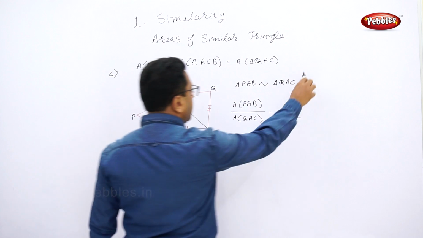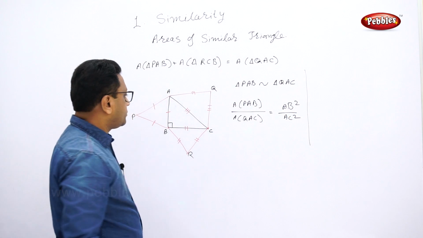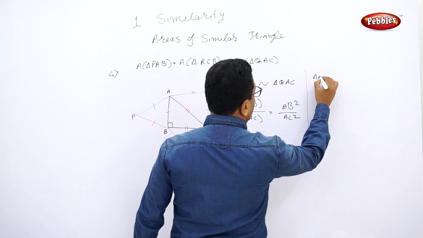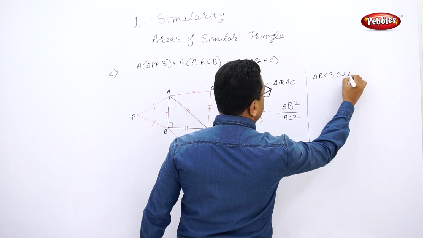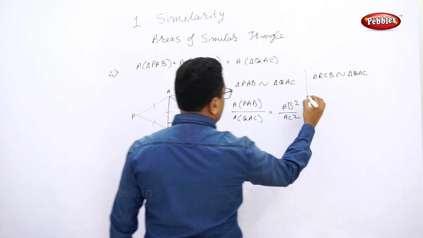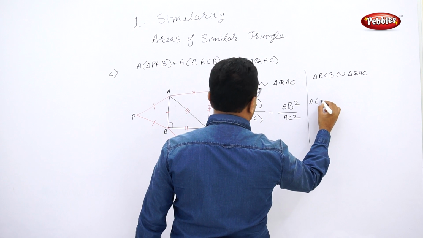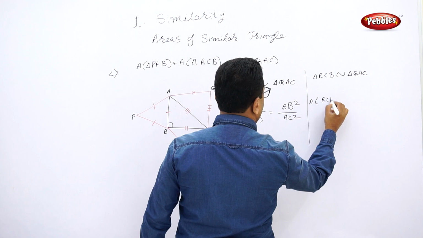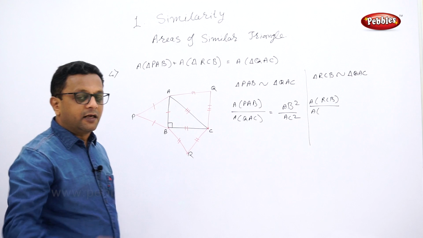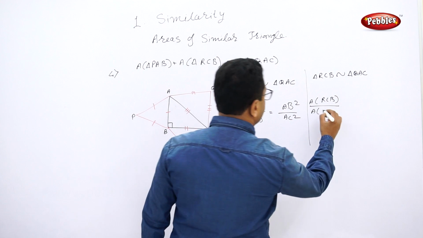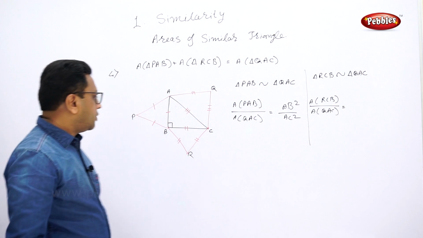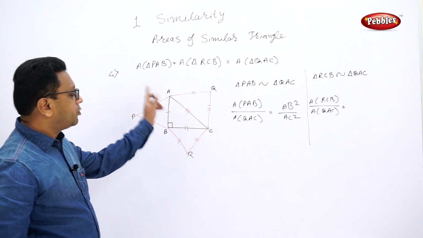And similarly we can write that triangle RCB is similar to triangle QAC. So here I can say that area of RCB upon area of QAC, I am not writing a triangle sign there, but you have to write the triangle sign also, is equal to BC square upon AC square.